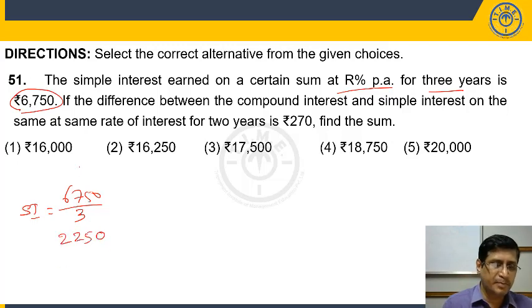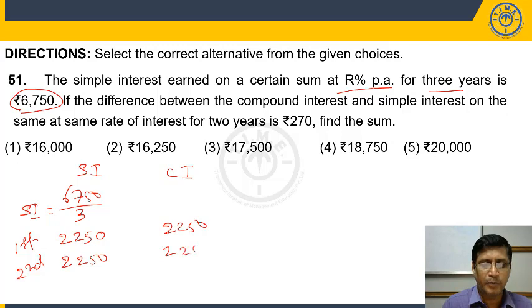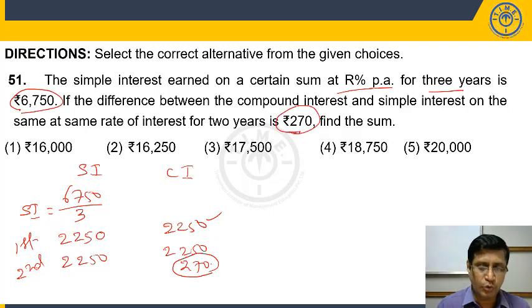So first year simple interest and first year compound interest both are the same. So second year simple interest, this is the first year. And what about the second year? Second year simple interest remains the same, whereas for compound interest we need to charge interest on the previous interest. That value of the interest is given here as 270. So 270 is the interest on 2250. What is the R value?